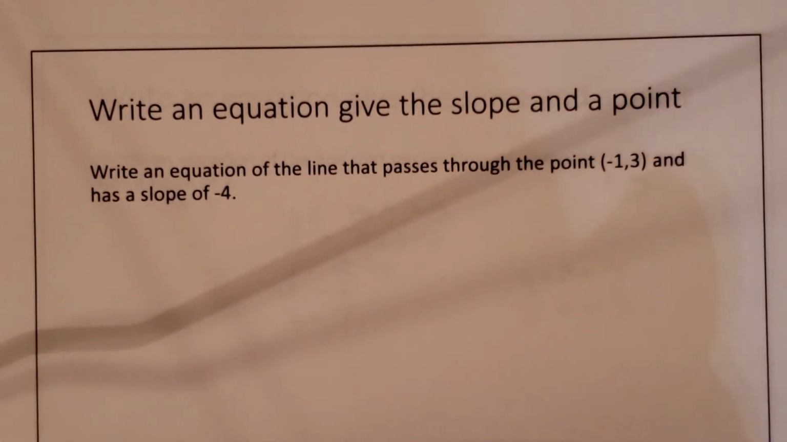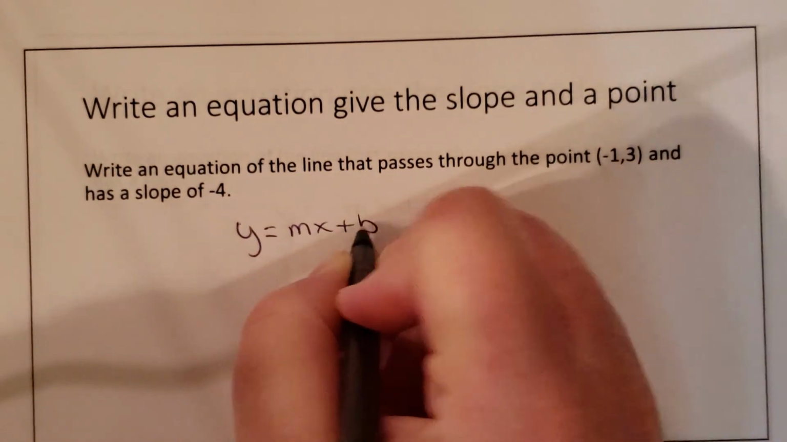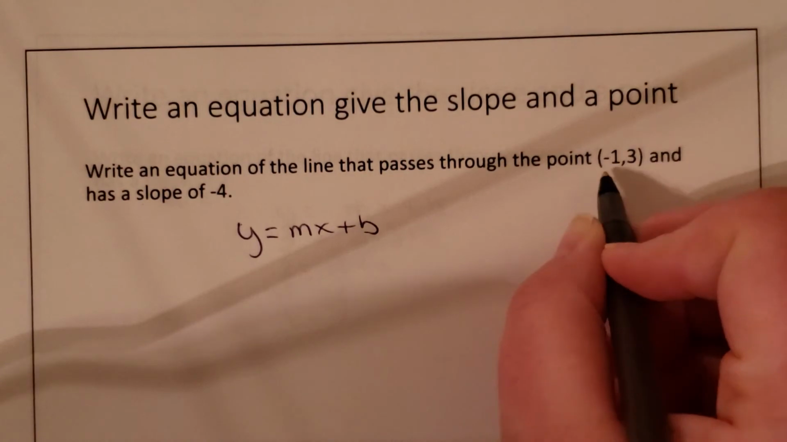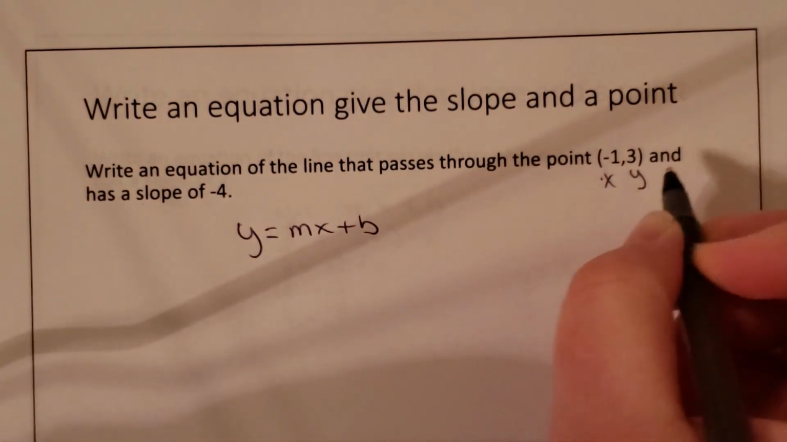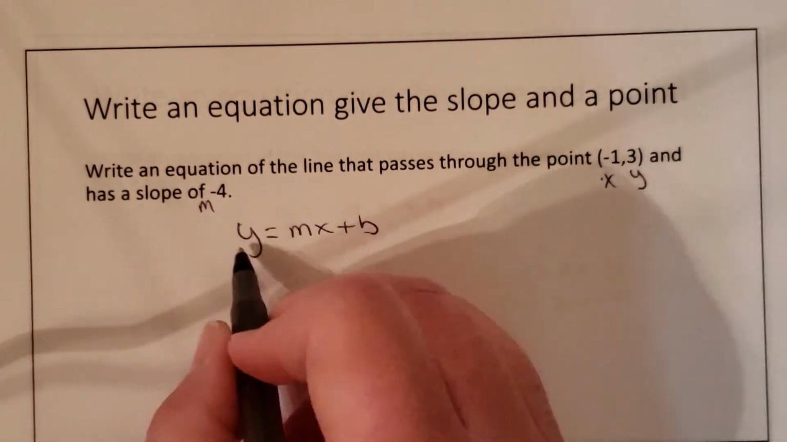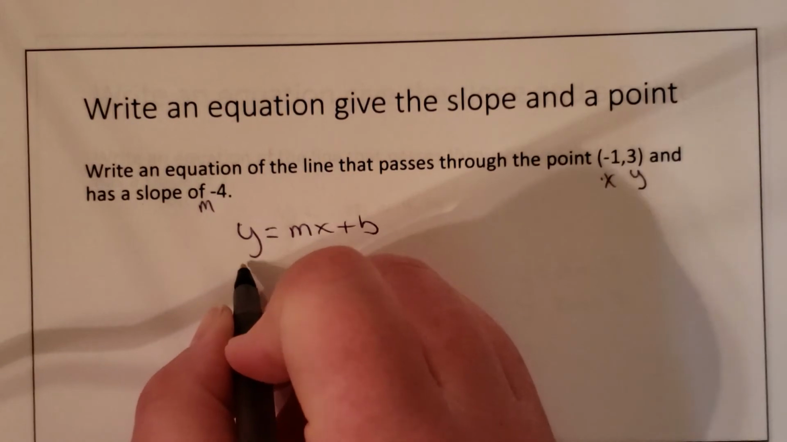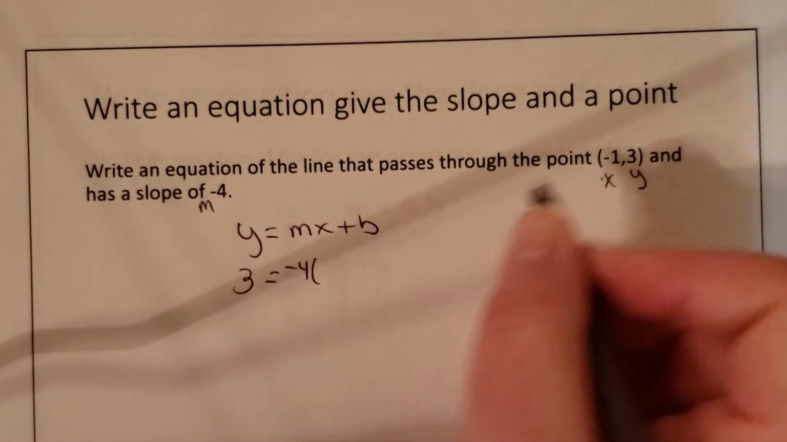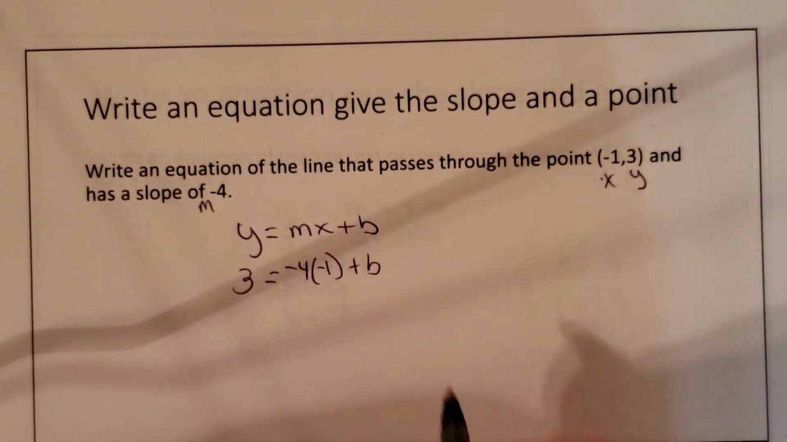So what is slope-intercept form? Y equals mx plus b. And then you just plug in what you know. So the -1 is x, the 3 is y, slope is m, plug it in. If y is 3, slope is -4, and x is -1, we can easily find b just by solving now.